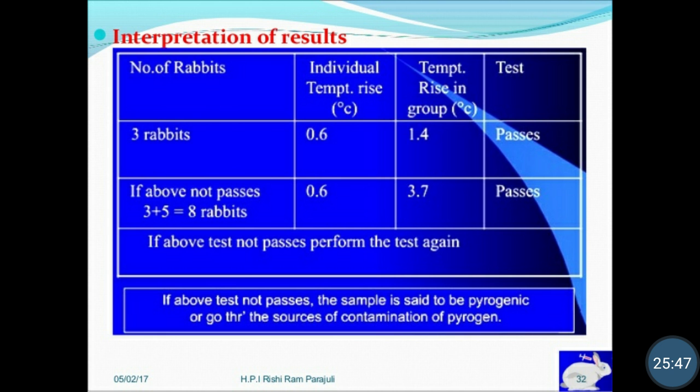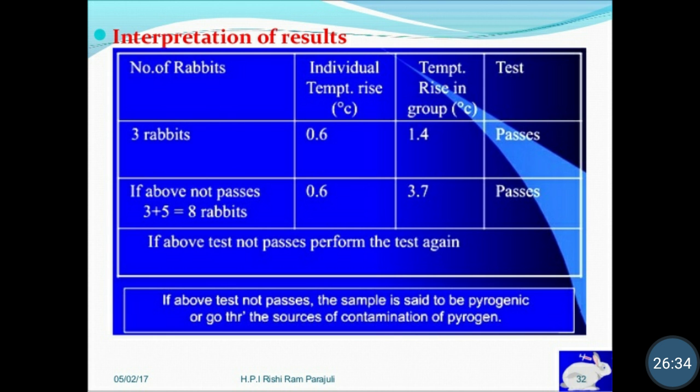For 3 rabbits, the individual temperature rise should not be more than 0.6 degree Celsius. Or in the group, the temperature difference should not be more than 1.4 degree Celsius, then the test passes. The body temperature difference calculated for each of the 3 rabbits should not be more than 0.6, or in the group the total difference of all three should not be more than 1.4, then our test can pass.